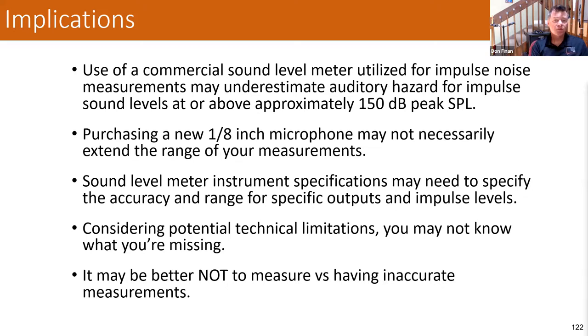If we use a 1/8-inch microphone for a sound level meter, it might not actually fix things, because you're still dealing with issues related to the slew rate and the dynamic range of the preamplifier and the gain amplifier as well. It's not going to fix it. Sound level meter instrument specifications may need to specify the accuracy and range for specific outputs and specific impulse levels once you're talking about those overall levels. Considering these potential limitations, you might not know what you're missing. If you didn't know that you clipped a signal, you wouldn't know that you underestimated, for example. And maybe it's better not to measure than to have inaccurate measurements, so you don't provide a DRC value that would be relative to data that is inaccurately low.